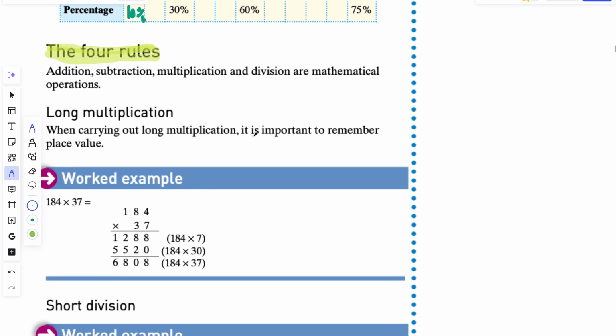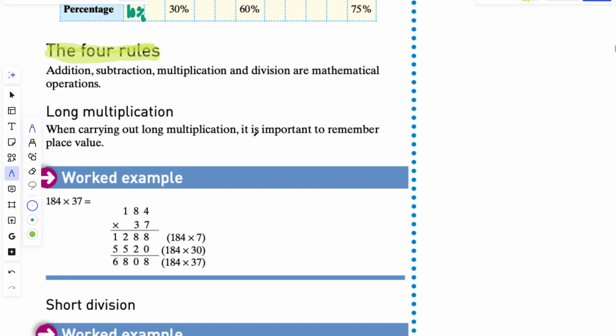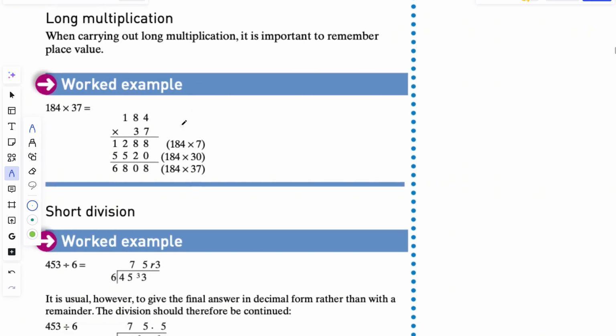Now let's go to the four rules: addition, subtraction, multiplication, division. They are all mathematical operations. So we need to know how to do this. We just do one example. I think this is just a mere revision for most of us, right?